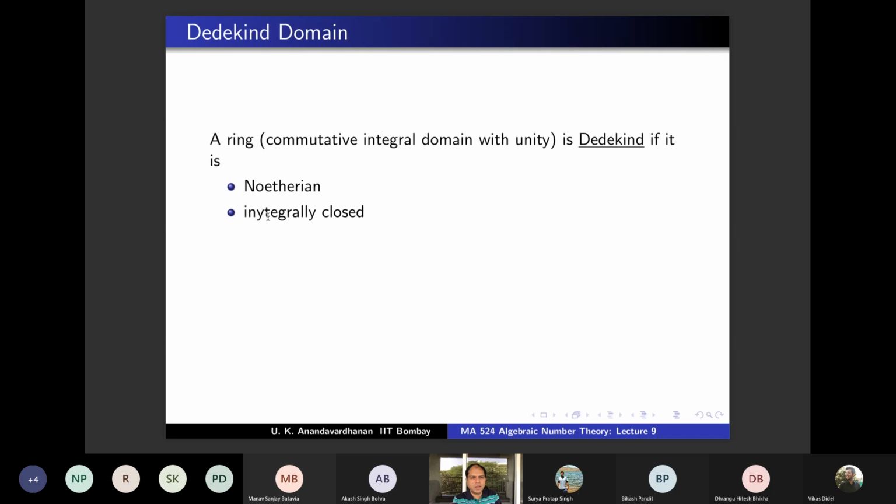Please remind me at the end: typo, integrally closed. I'm doing all this just before the class is starting, finishing it off in a hurry without even rereading it. So, yeah, integrally closed typo. And what is the meaning of Krull dimension 1? Every non-zero prime ideal is maximal.